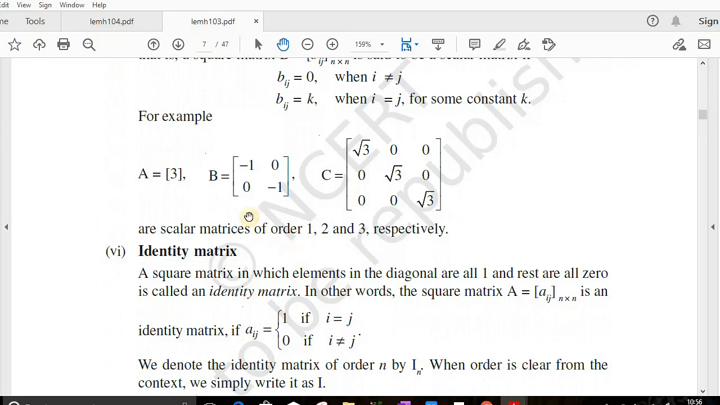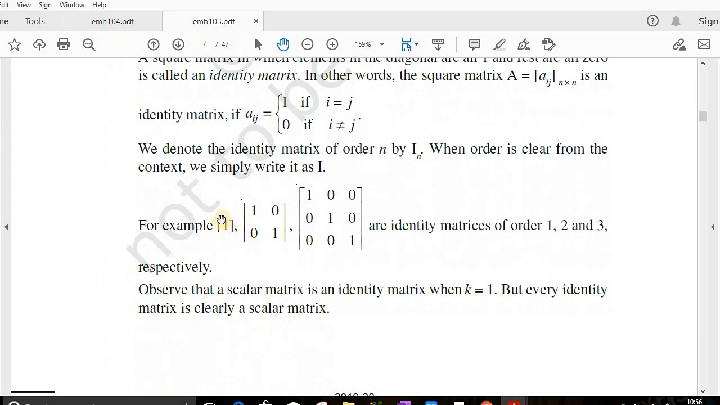Next you have the identity matrix. What is an identity matrix? A scalar matrix with entries equal to 1. This is called an identity matrix.